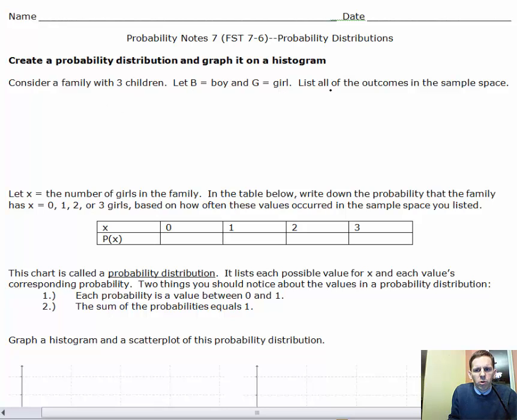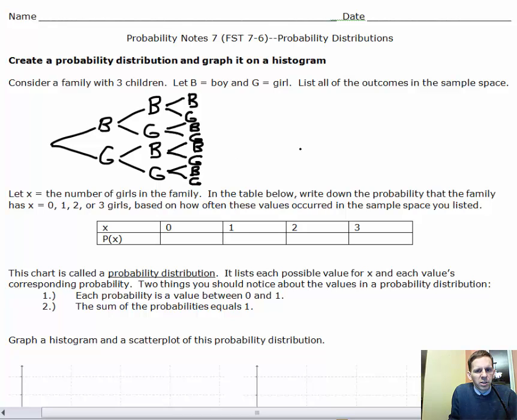let B equal boy, G equal girl, and we're supposed to list all the outcomes in the sample space. You may recall we did something like this earlier in this unit where we designed a tree diagram. I'm going to let this first set of branches represent the first child. The second set of branches represents the second child. And the third set of branches represents the third child. You can see we have 8 ends of branches here, so there are 8 total outcomes.